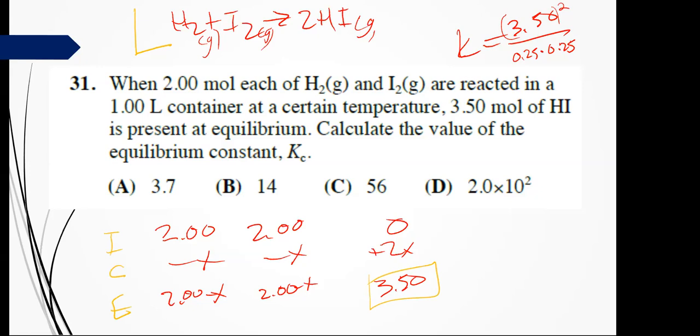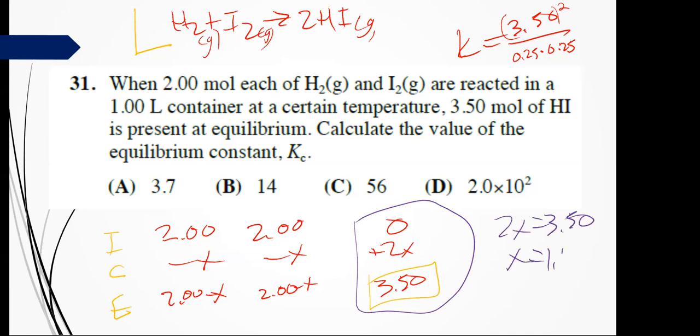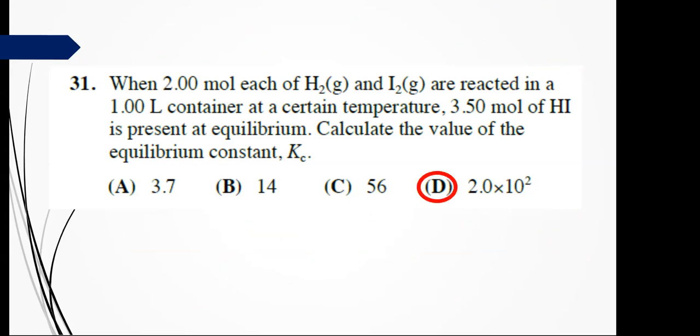Now, because it went from 0 to 3.5, I can use this one here to solve for my X. 2X is equal to 3.50. So X is 1.75. And so now I can find values for my equilibrium. So I get 0.25 for my H2, 0.25 for my I2. And then I can make my Kc expression right up there. My products squared because there's a 2 coefficient. My reactants, 0.25 times 0.25. And so we're looking for D for our answer.